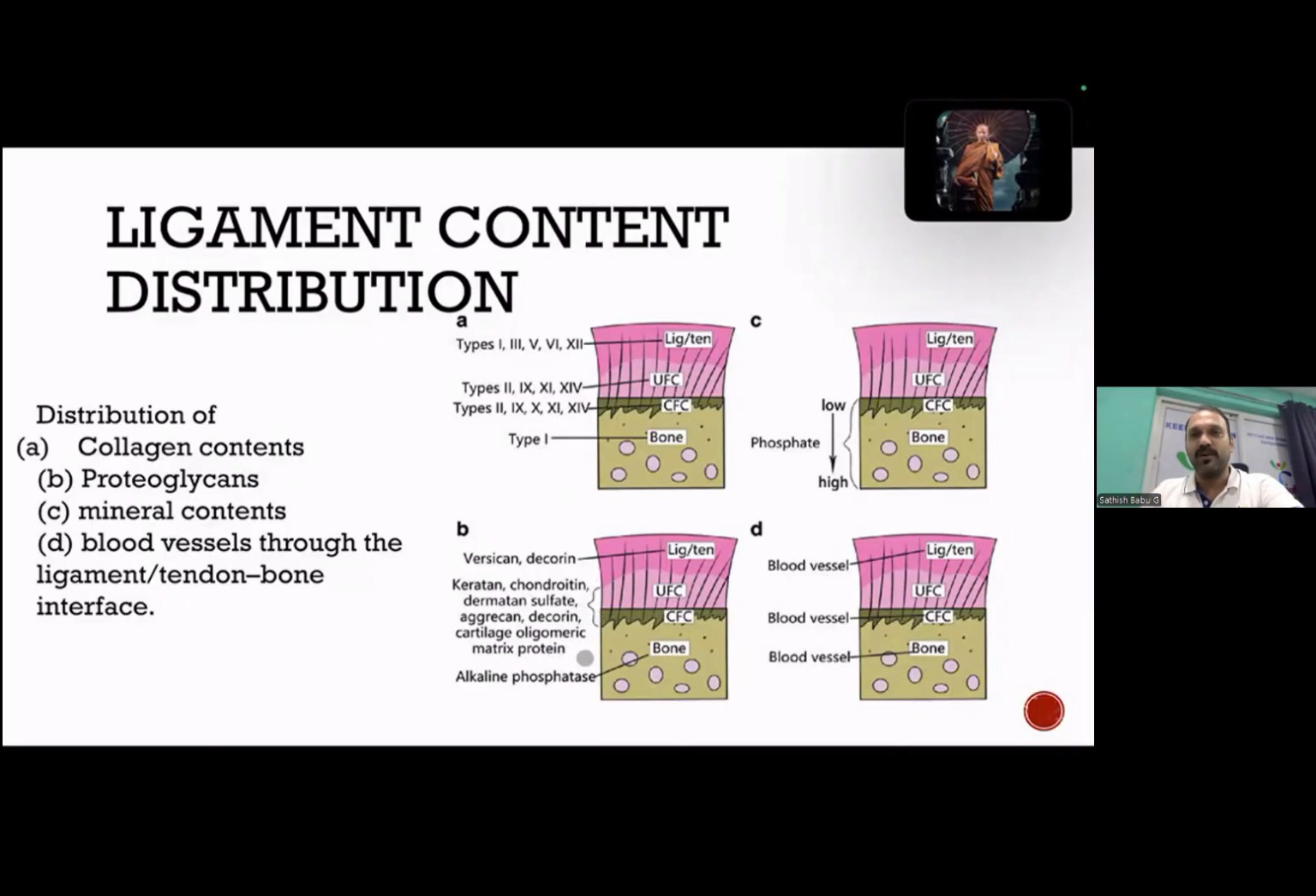And in the bone, it is primarily the alkaline phosphatase. And in structure C, you can see the mineral content. There is not much mineral content in the ligaments and tendon, but as we go into the bone and the cartilage over here, the phosphate content increases as we go into the bone. And the blood vessels are there throughout the ligaments, towards the cartilage, as well as in the bones.